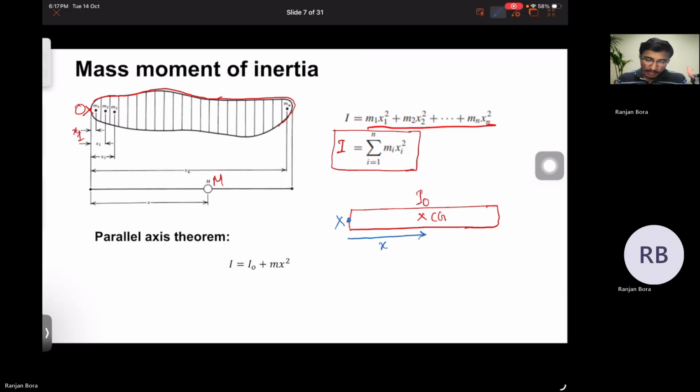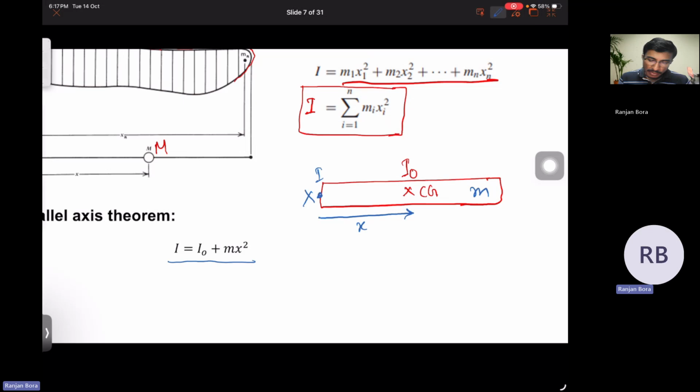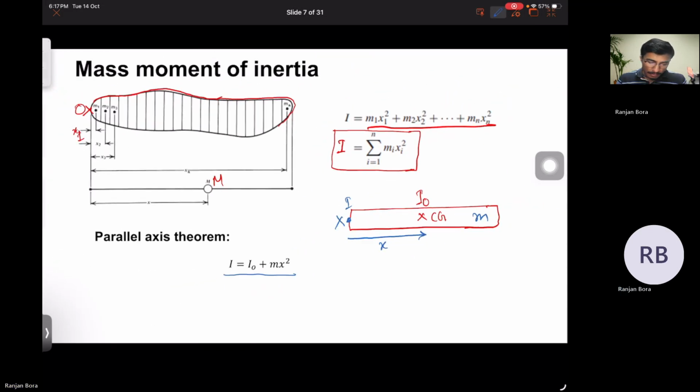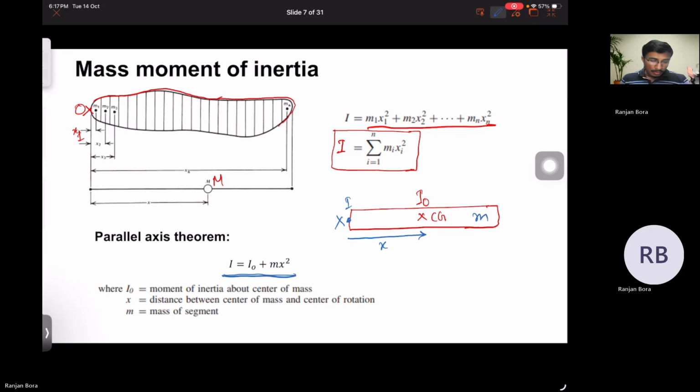Then the moment of inertia about this point X is given by I equals I naught plus m x squared, where m is the mass of this object. Using the parallel axis theorem, we can find the moment of inertia about this axis passing through X, where I naught is the moment of inertia about center of mass, x is the distance between center of mass and center of rotation, and m is the mass of the segment.